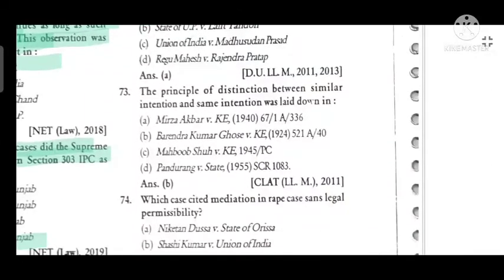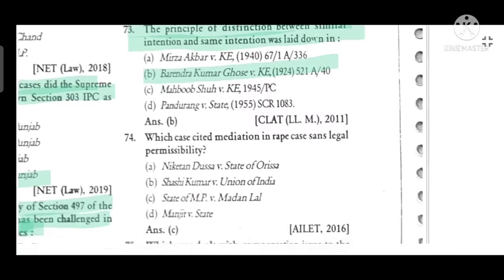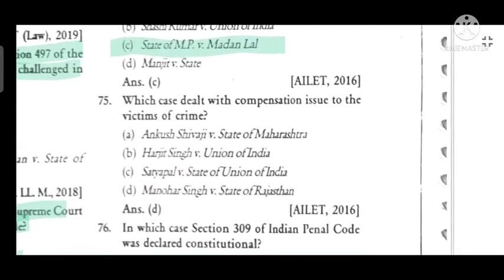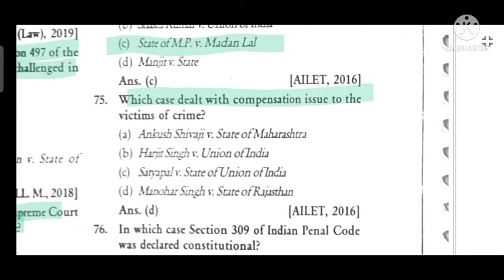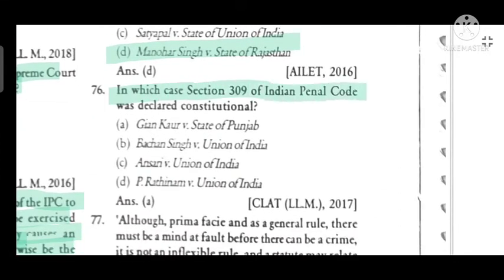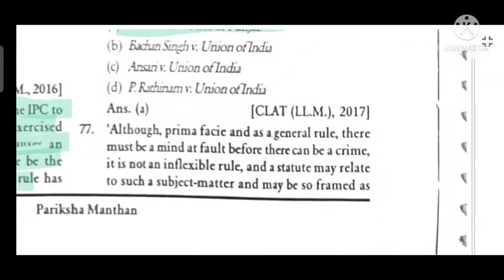Dharamveer. The principle of distinction between similar intention and same intention was laid down in Barendra Kumar Ghosh versus King Emperor. In which case was mediation in a rape case held legally impermissible? State of MP versus Madan Lal. Which case dealt with the compensation issue of the victim of the crime? Manohar Singh versus State of Rajasthan. In which case was Section 309 of IPC declared constitutional? Gian Kaur versus State of Punjab.